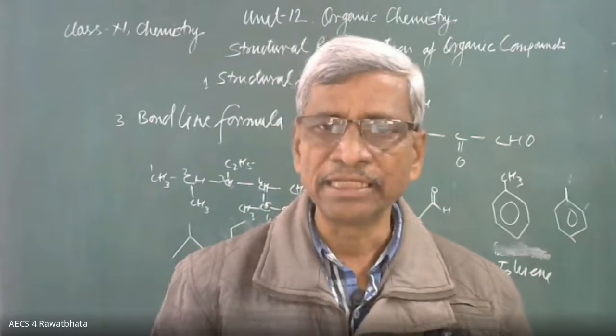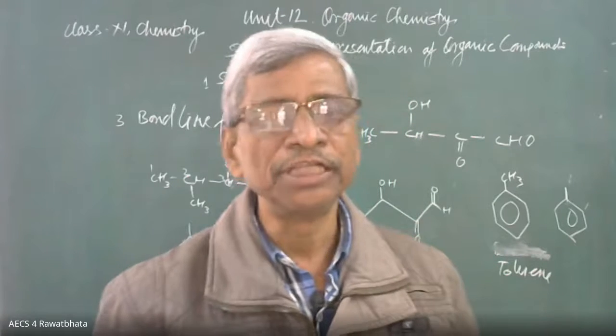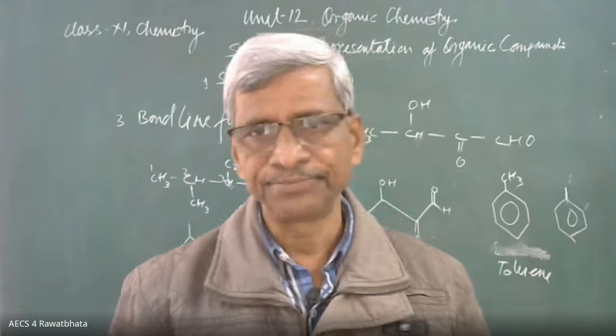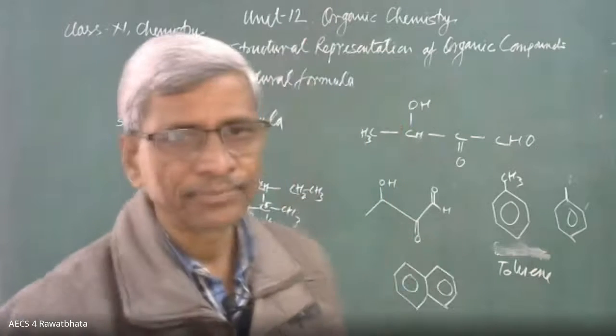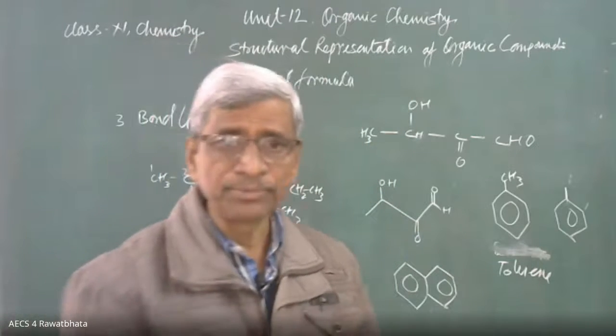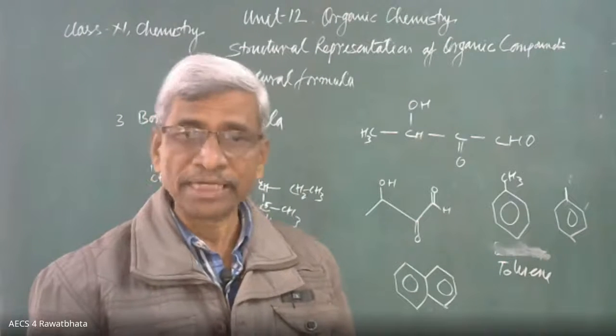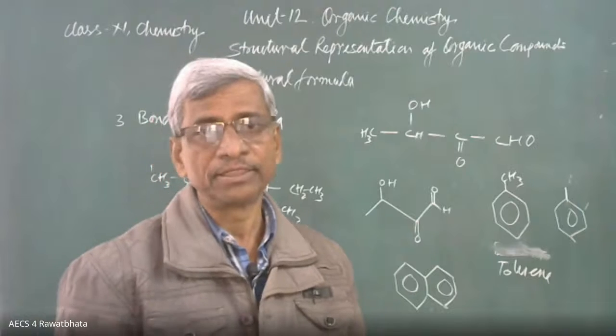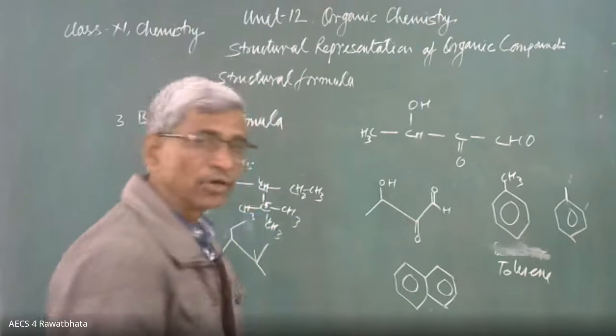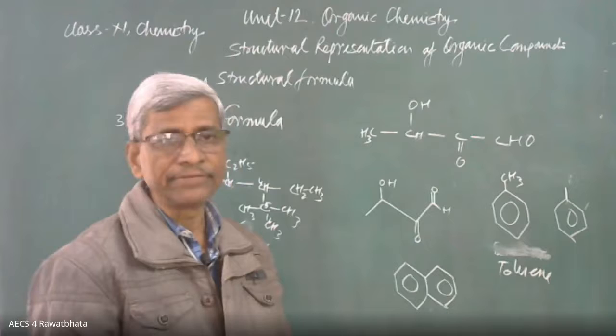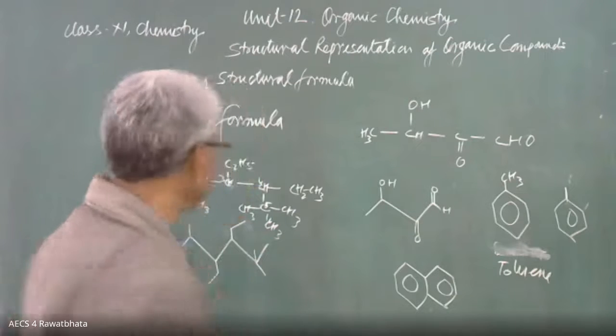This is naphthalene, then anthracene, phenanthrene. These are the different hydrocarbons. Their formulas are written like this. So some questions are given in the books, in your textbook also. Please try to write the answers of the questions. Write bond line formula. If bond line is given, what is the structural formula?